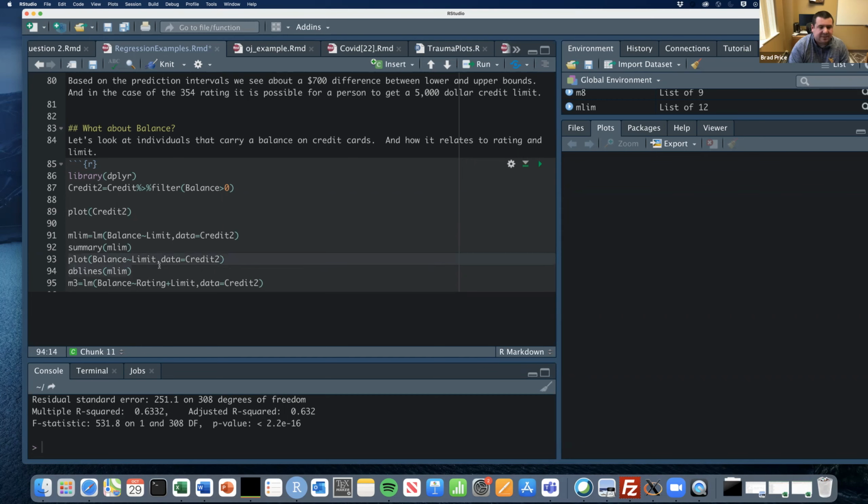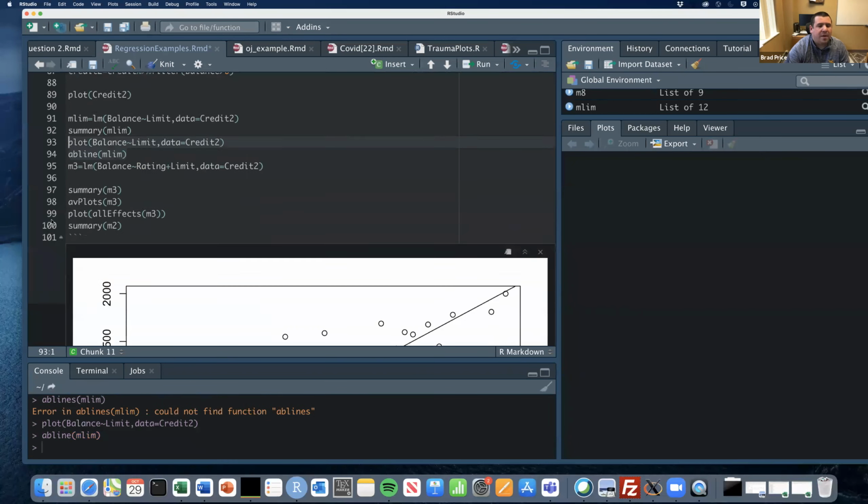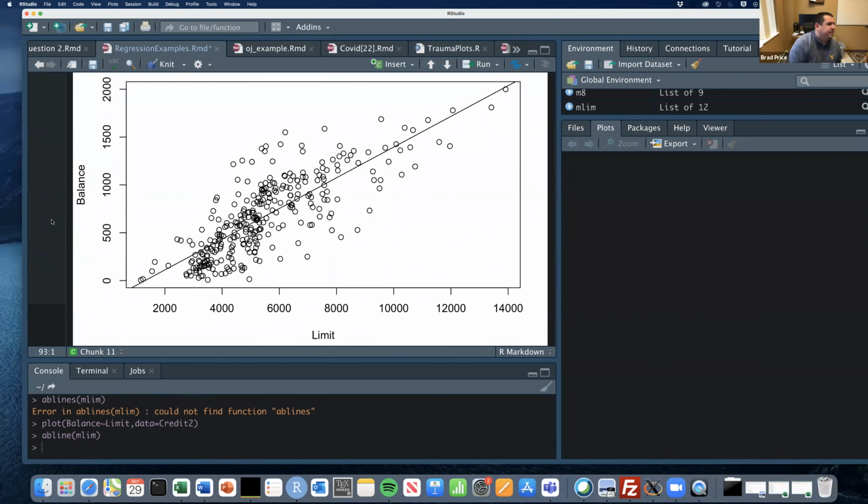And when I run this, abline, not ablines. And when I run this, here's what I see. Not too bad of a fit, right? That's my interpretation of my line.